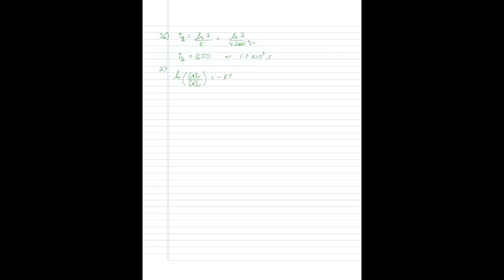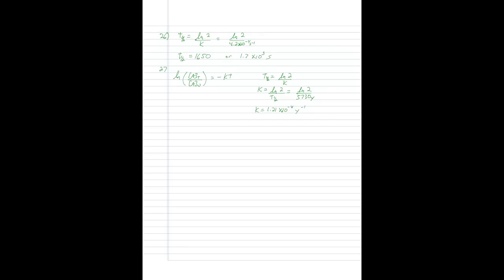However, we do know the half-life. Because we know half-life, we can solve for K. So we know that T1/2 is equal to natural log of 2 over K. And so K is equal to natural log of 2 over T1/2. So that's natural log of 2 over 5730 years. And so we get a pretty tiny K here of 1.21 times 10 to the minus 4 inverse years. Okay, so now we know K.